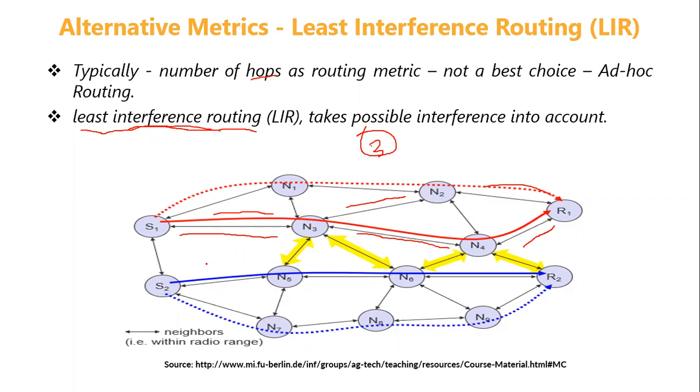Similarly, if you take S2 to R2, this will be treated as the best path with hop-based routing: S2 to N5, N5 to N6, and N6 to R2. Again, this has three hops. There is no other path from S2 to R2 with fewer than three hops. So if you take hop as the metric, then this will be considered the best path. But let us see how to find a route using the least interference routing technique.